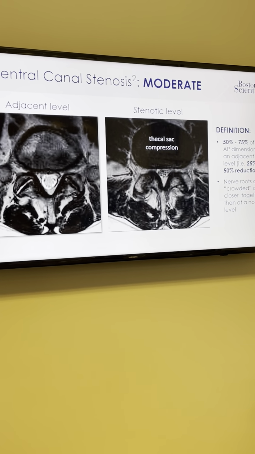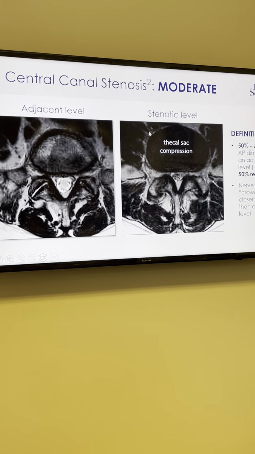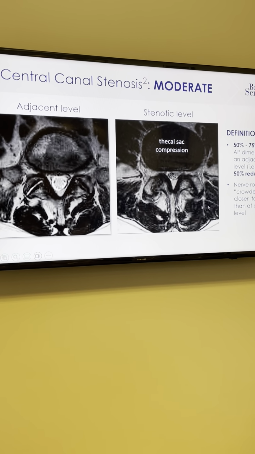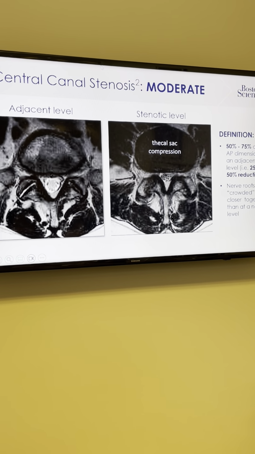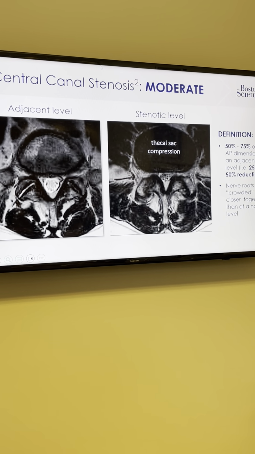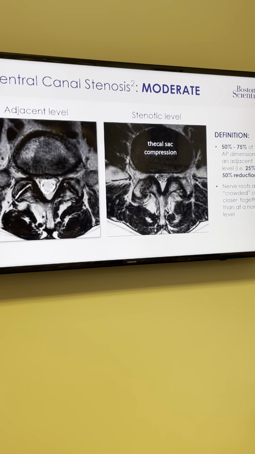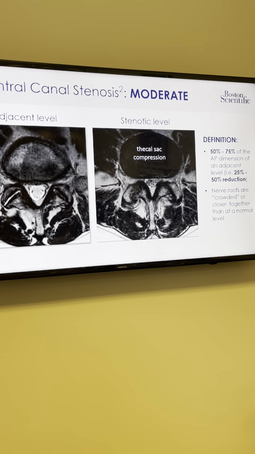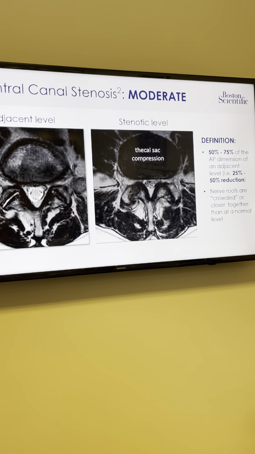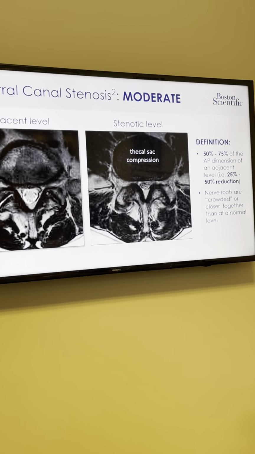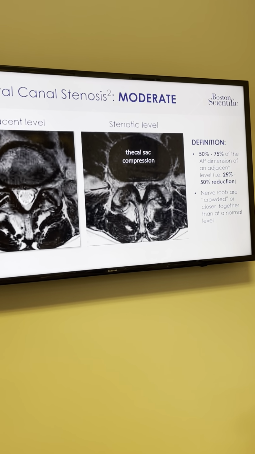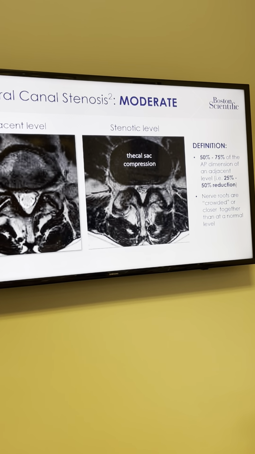Then we look at a moderate level here. So, Jason, what do you think are the causes of the moderate stenosis in this patient? What would be all the contributing factors? So the disc looks like it lost some concavity. The ligament looks redundant or thickened. Those are probably the main things. The neuroforamina look stenotic too.